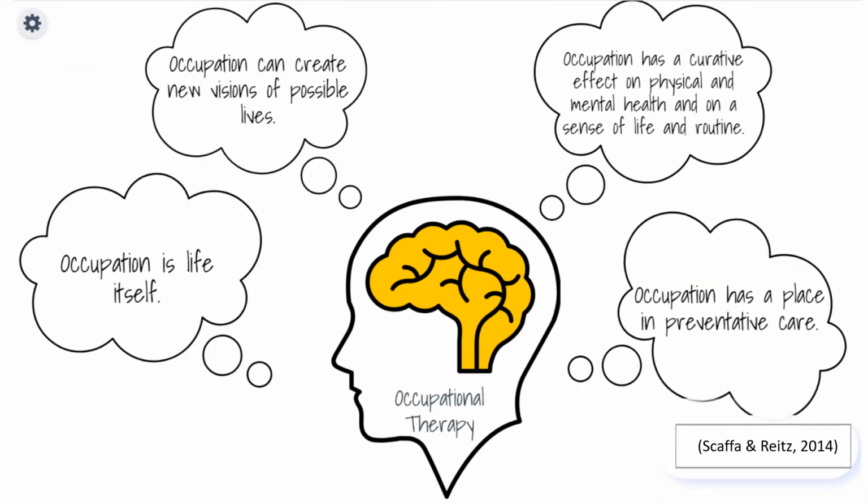So the Lifestyle Redesign Program was essentially created off of the 4 core ideas from the occupational therapy profession. These are: occupation is life itself, occupation can create new visions of possible lives, occupation has a curative effect on physical and mental health and on a sense of life and routine, and occupation has a place in preventative care.